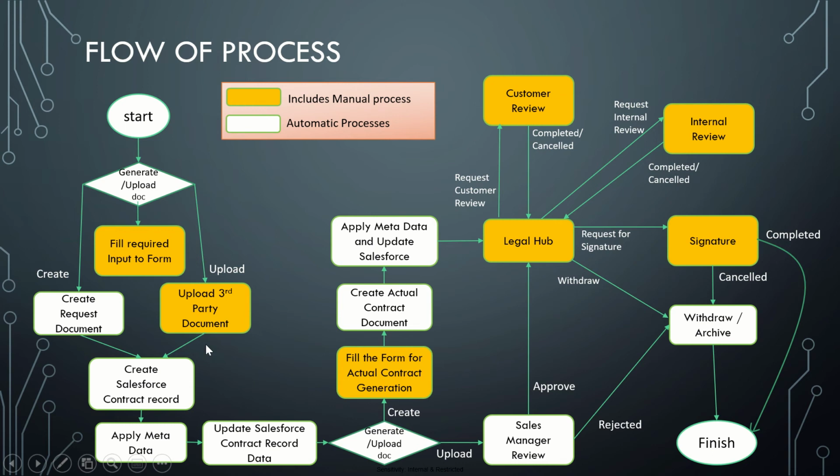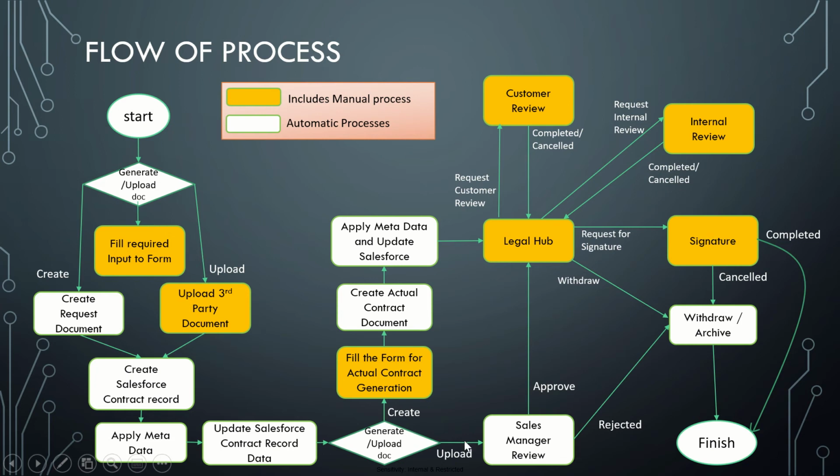So once the document and the form are filled, then it will create a new contract record for that opportunity on the Salesforce end, and then it will apply the metadata to the document which is created or uploaded. And once the document metadata is updated, it will update the contract record. So whatever user input is given in this form will be updated to the respective contract record which got created for the respective opportunity from where the sales representative initiated his request.